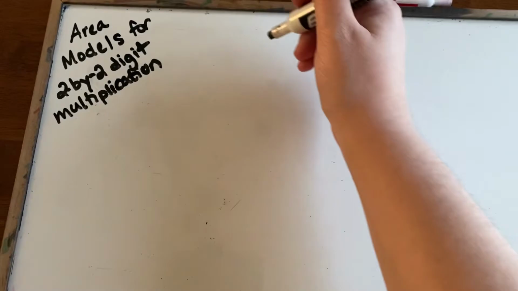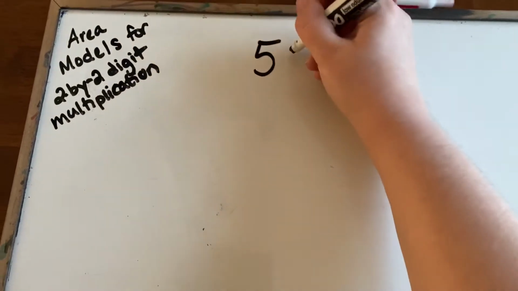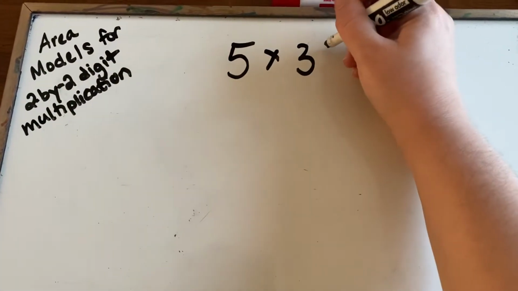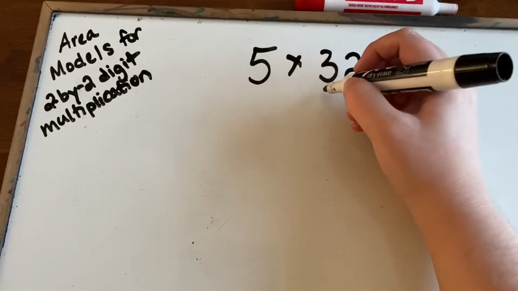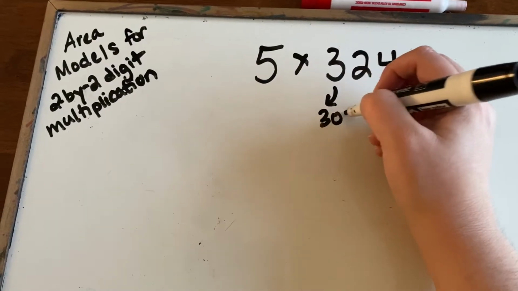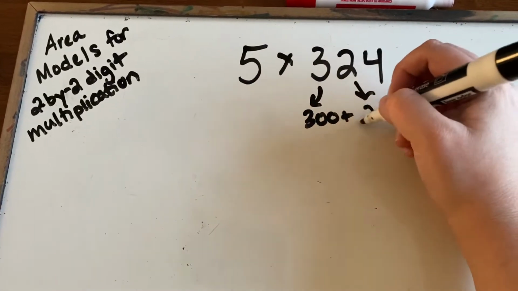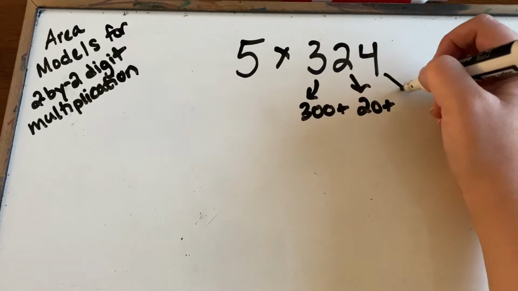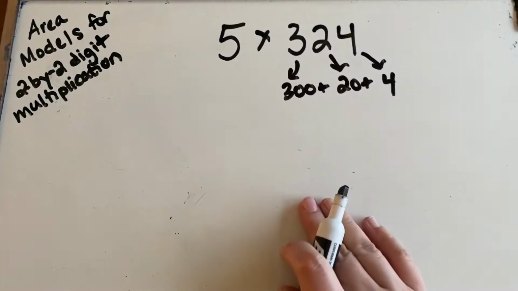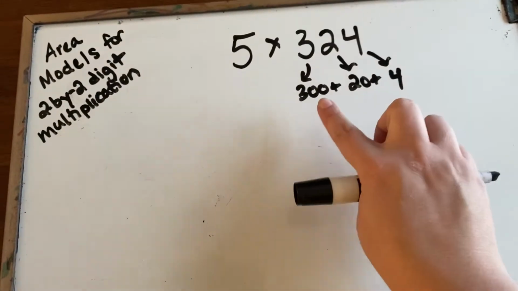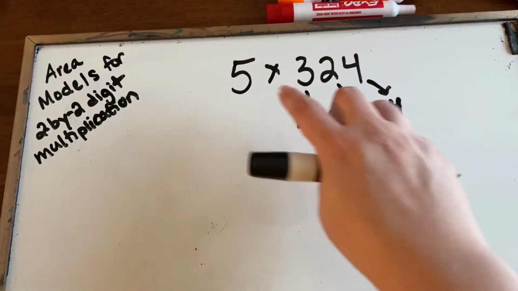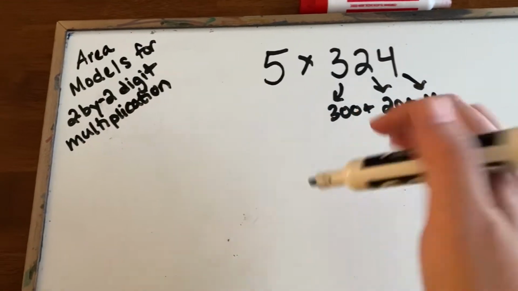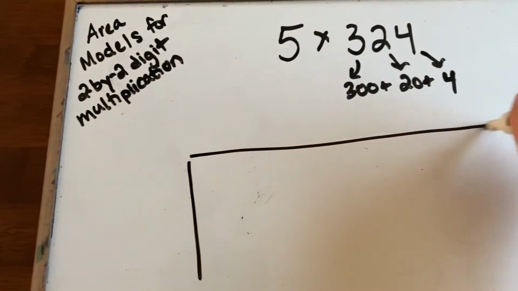Do you remember how when we did area models for something like this? Let's pretend we have 5 times 324. We split up our number, right? 300 plus 20 plus 4. And then we built our area model with 3 boxes because we had 3 pieces to our number and multiplied each box by the 1-digit number. So I'm gonna have 3 boxes.